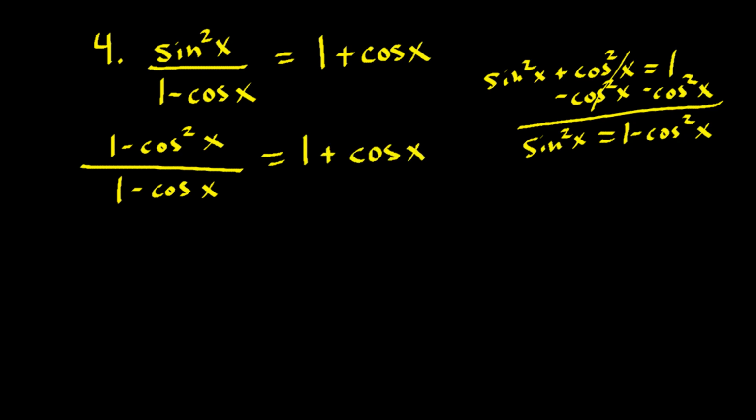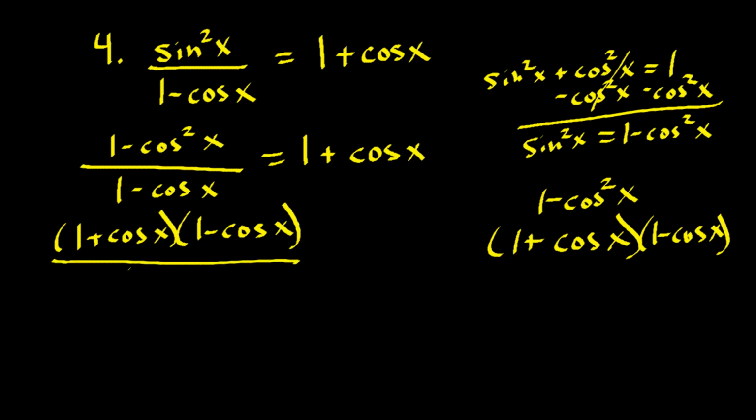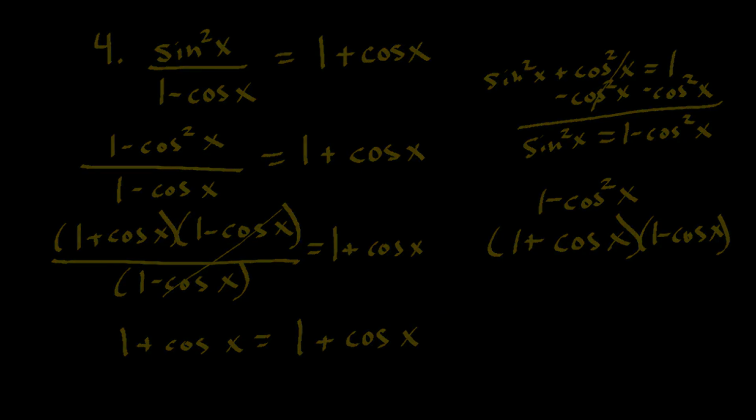Next, we will actually need to factor the numerator. 1 minus cosine squared x is the difference of two perfect squares of 1 and cosine x. So this can factor as 1 plus cosine x times 1 minus cosine x, and the 1 minus cosine x will cancel. That will just leave us with 1 plus cosine x equaling 1 plus cosine x. So we have verified this identity.